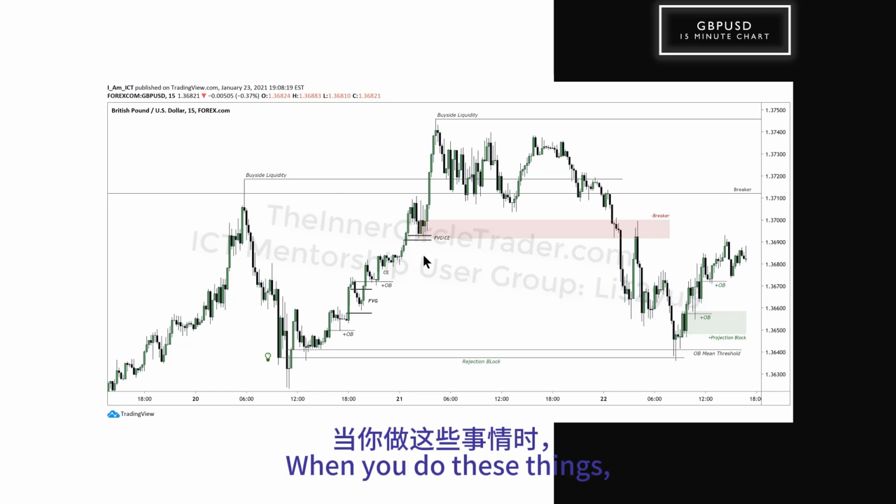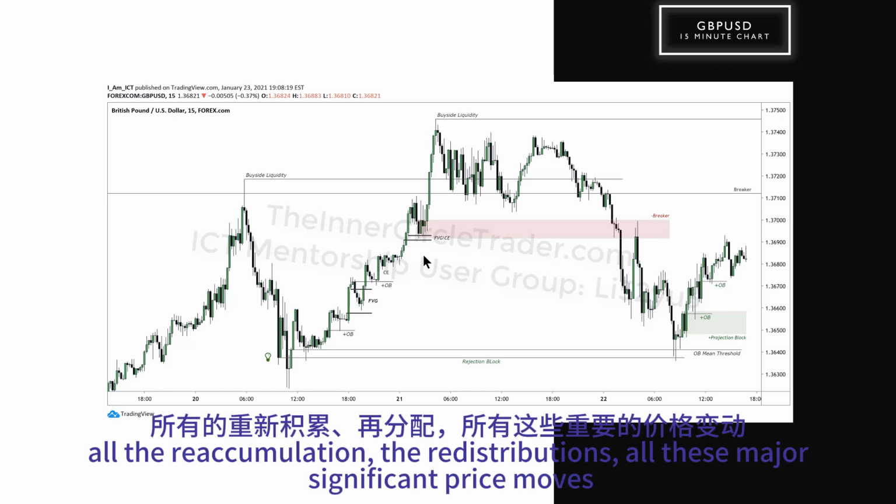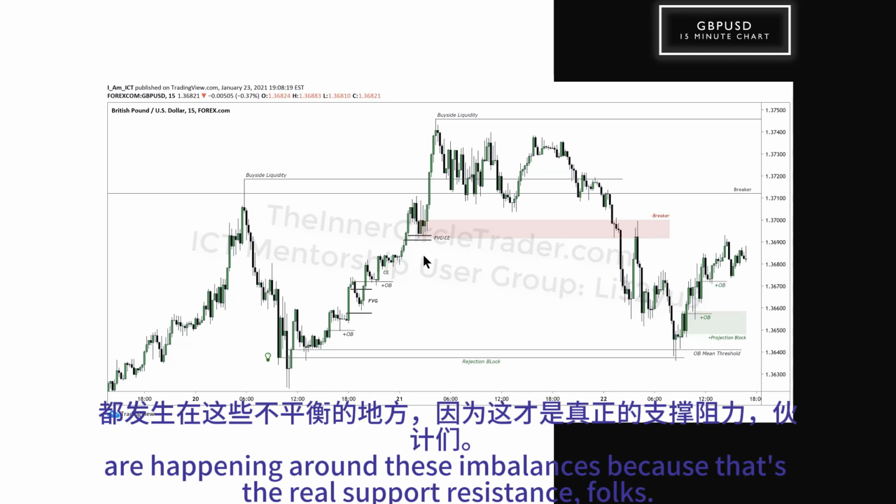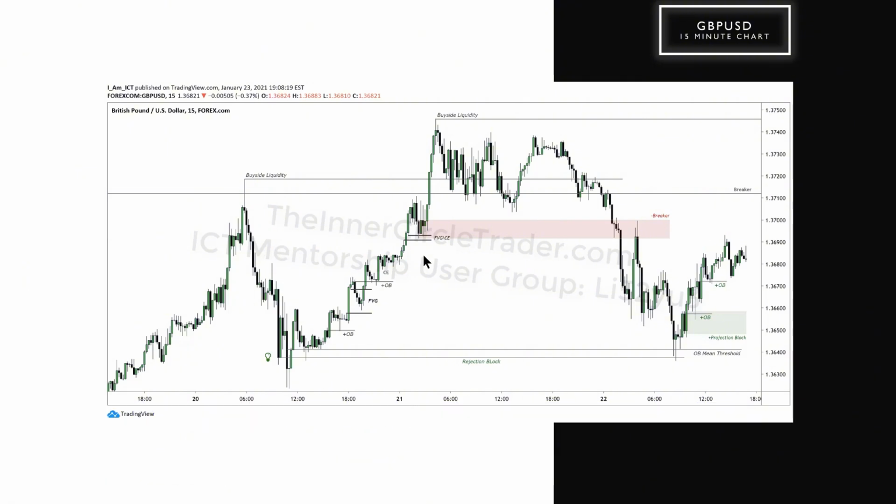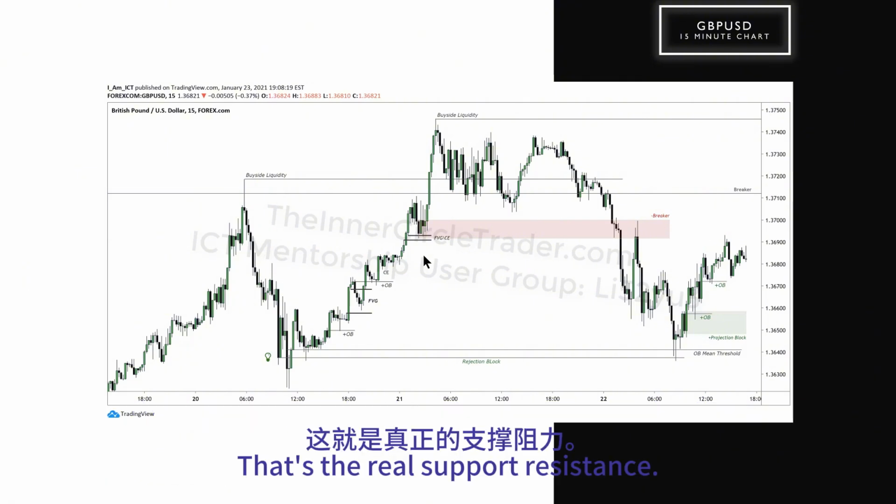When you do these things, you're going to see all the critical turning points, all the reaccumulation, the redistributions, all these major significant price moves are happening around these imbalances, because that's the real support and resistance, folks. That's it. That's the real support and resistance.